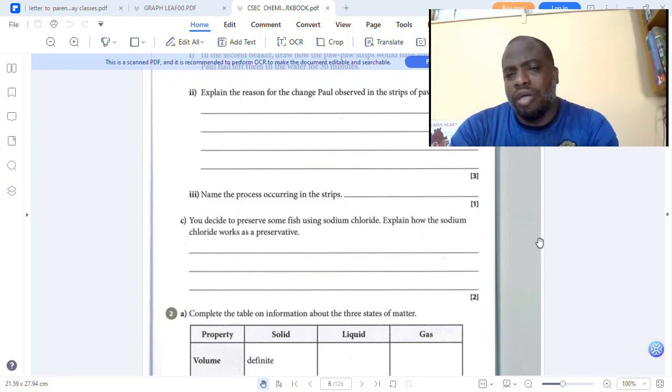Now, what is it about the salt? How does the salt, this sodium chloride, work as a preservative? It goes back to the concept of osmosis.